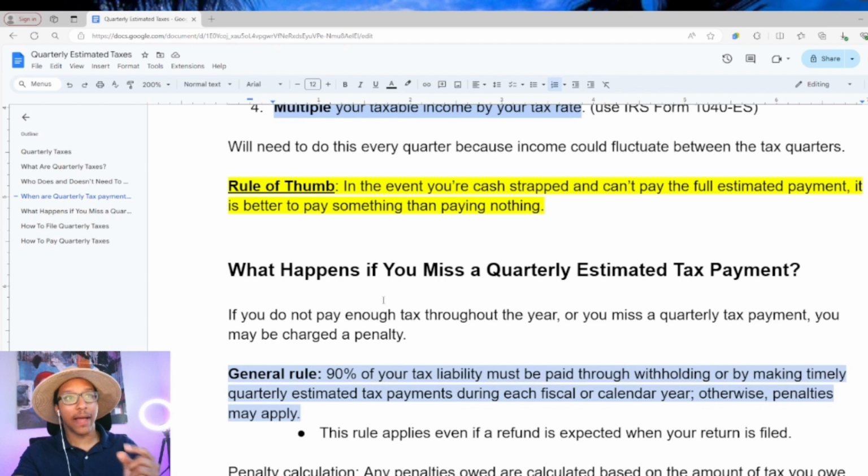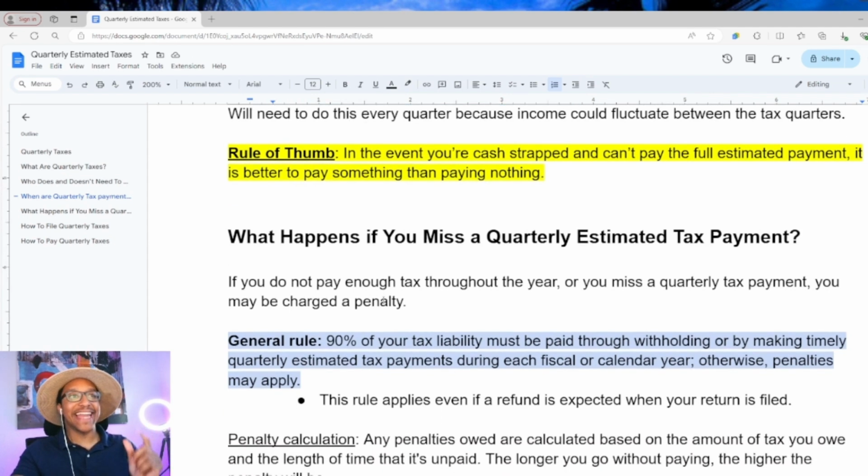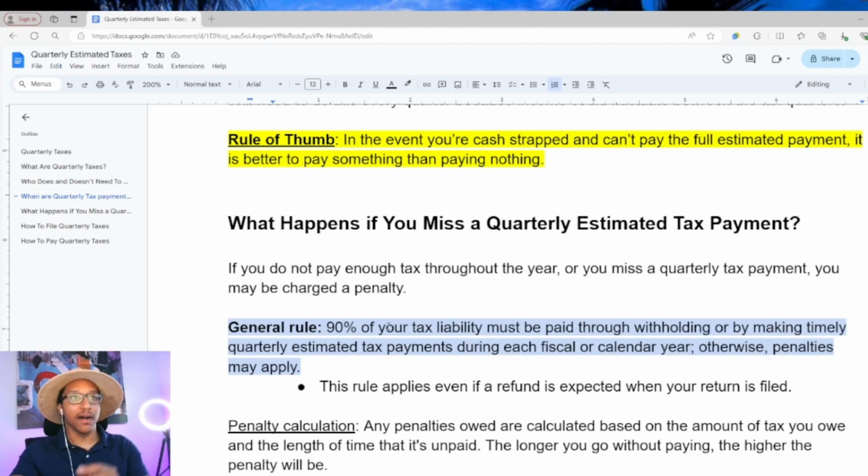So if you do not pay enough tax throughout the year, you may be charged a penalty, even if you missed a payment or not. The general rule, 90% of any tax liability must be paid throughout the year with withholding or by you making timely quarterly estimated payments. If not, expect some penalties. This rule applies even if a refund is expected when your return is filed in the following year.